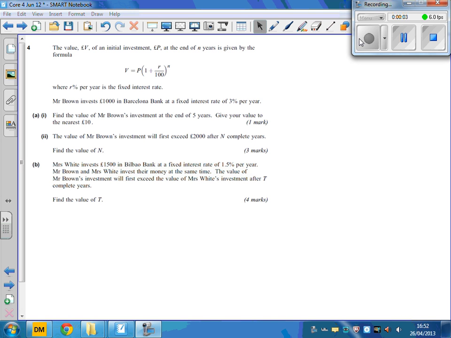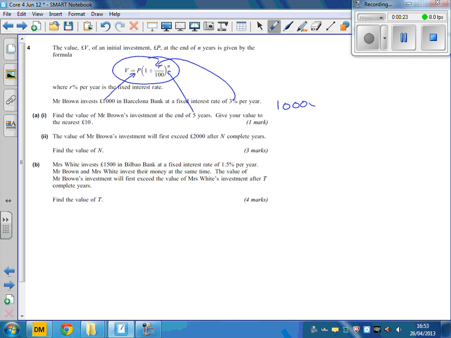June 2012 Core 4 question 4 is a little bit different to normal. It's just got a formula here. We've got to try and put some numbers in it. We're starting with £1,000, so we'll put 1,000 in there. We've got 3%, so we'll put the 3 in there. And Mr. Brown's going for 5 years, so we put the 5 in there. So the sum we're actually doing is just 1,000 times by 1.03 to the power of 5.